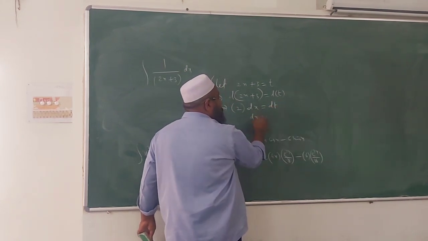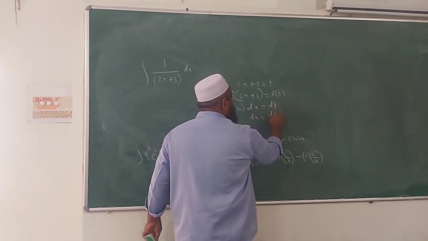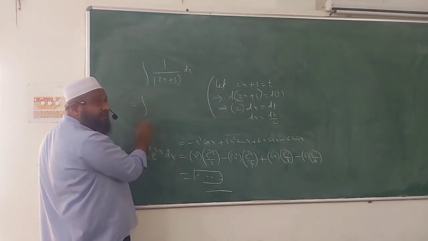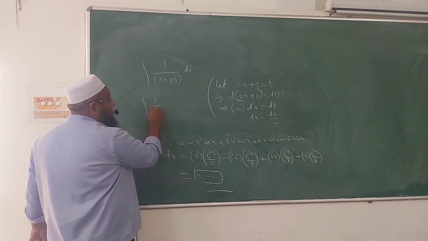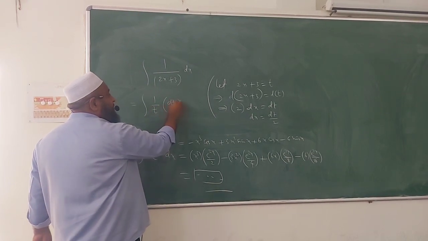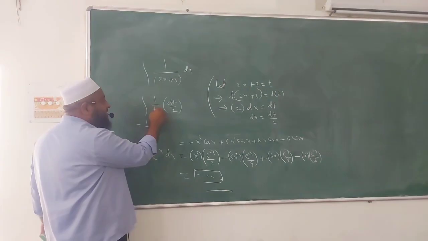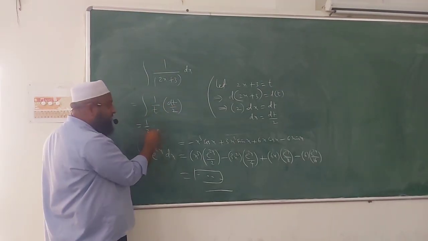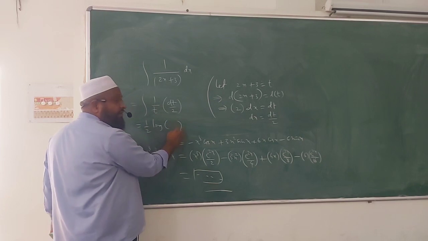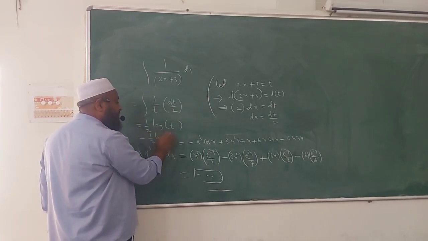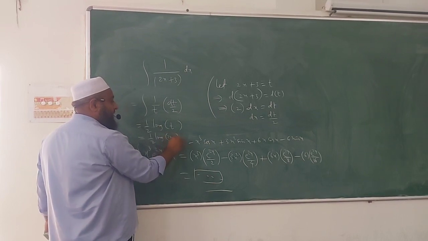So what is dx now? dt by 2. So this becomes how much? Integral 1 by t, dx is dt by 2. This 2 coming out. Integral 1 by t dt is log t, very good, log t, and next step you can make it as 1 by 2 log of 2x plus 3.